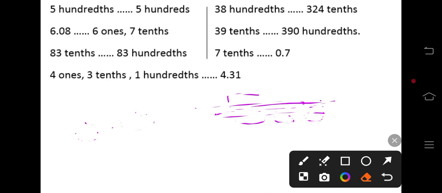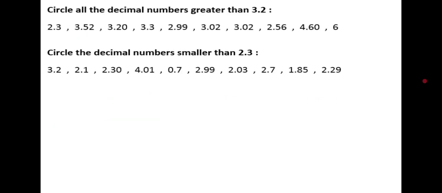Okay, 6.08 equals 6 ones and 7 tenths, 6.7. Okay, so this is greater than. Okay, and so on. Circle all the decimal numbers greater than 3.2.